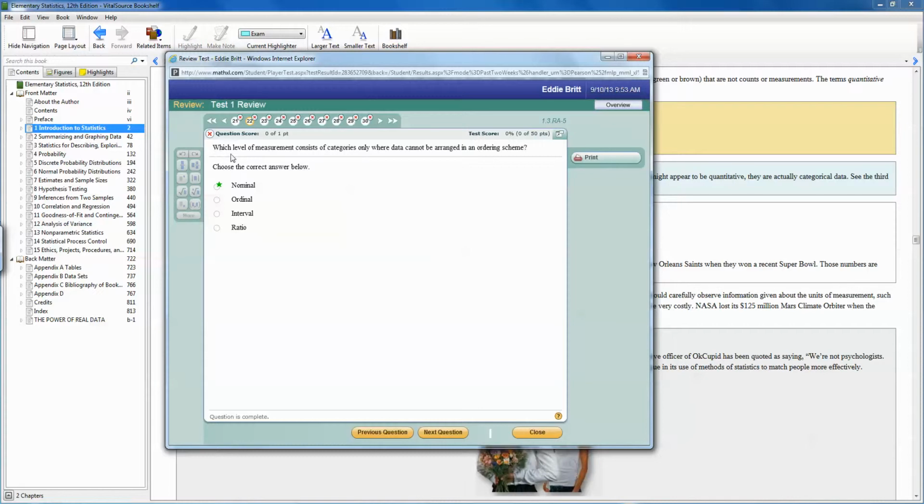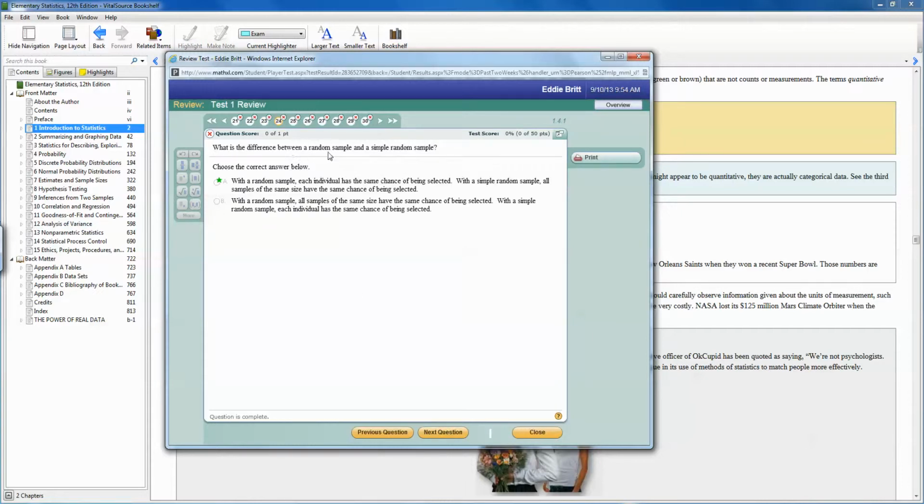Alright, going back to levels of measurement. Which level of measurement consists of categories only, where data cannot be arranged in an ordering scheme? That is the simplest order, the nominal level. Which level of measurement consists of categories? I think I just did that. Alright, next question.